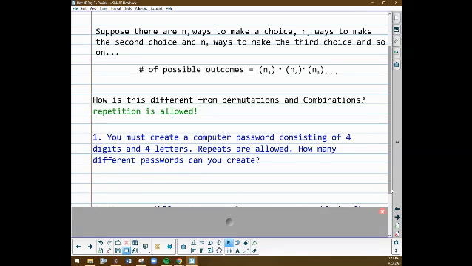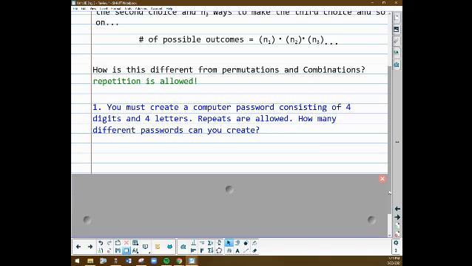Okay, so first example of this, it says you must create a computer password consisting of 4 digits and 4 letters. Repeats are allowed. How many different passwords can you create? It's kind of like some of the things we did on the first day. So we've got 4 digits, and then we've got 4 letters. Remember there are 26 letters in the alphabet, and digits are 0 through 9.